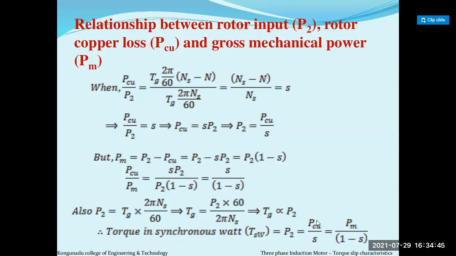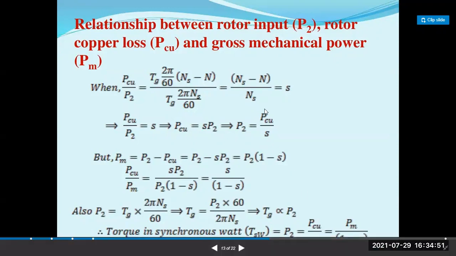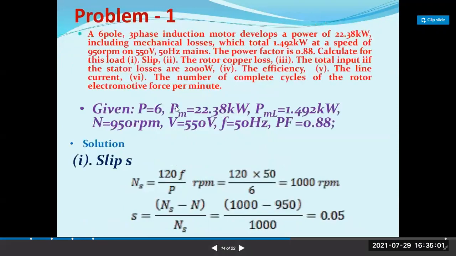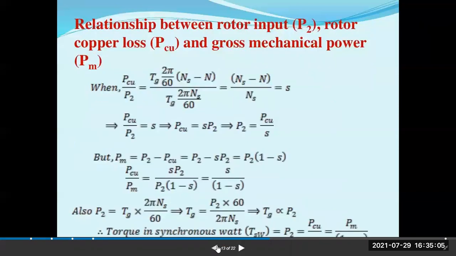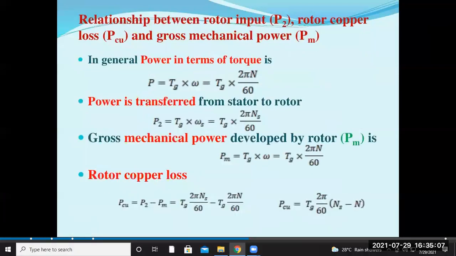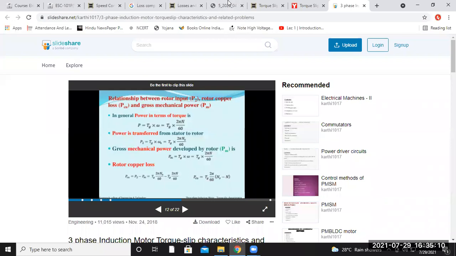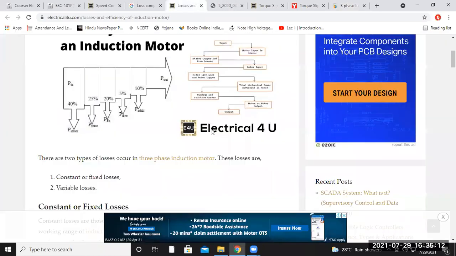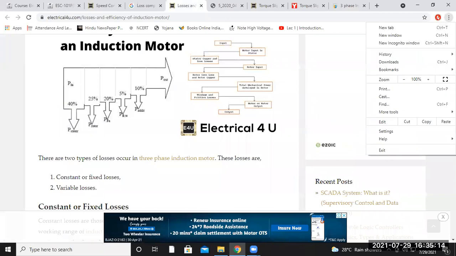And the copper loss is also related to the mechanical power developed through slip in this format: PCU upon S, and from here you will get PC equal to PM into S upon 1 minus S. So accordingly the formula is set up. Now this is the numerical term. So this is all about the efficiency of the induction machine. Let me show you one thing: the percentage of losses that occurs in the induction machine.